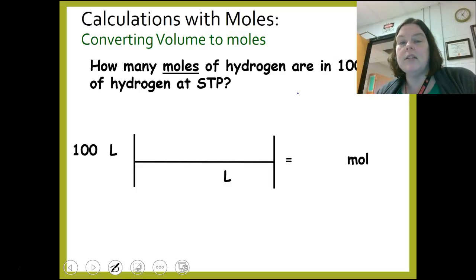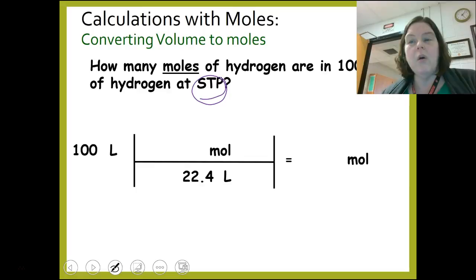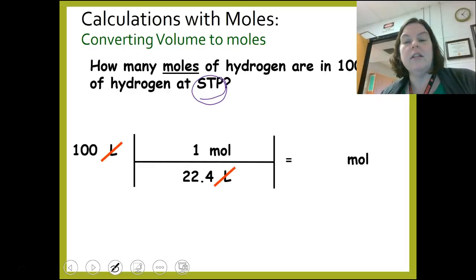Why? We still want to cancel out liters, okay? Moles go on the top because we still want to find moles. 22.4 liters goes on the bottom because it's always 22.4, and since we're at STP, we know we're going to use 22.4, and then 1 goes with moles. What unit cancels out? That's right, liters cancel out. So now it's 100 times 1 divided by 22.4, and we get an answer of 4.46. So this is pretty simple.